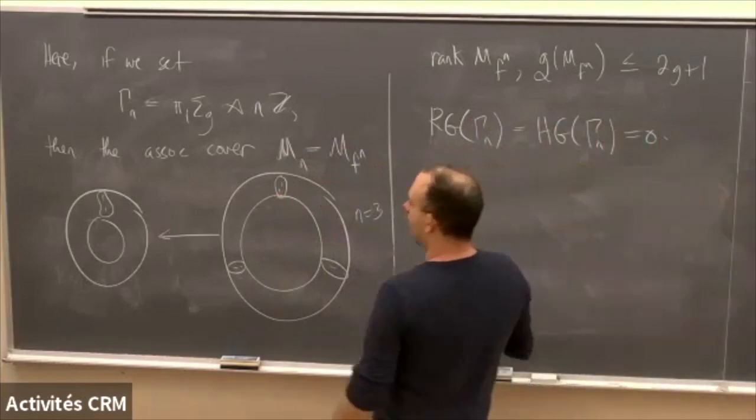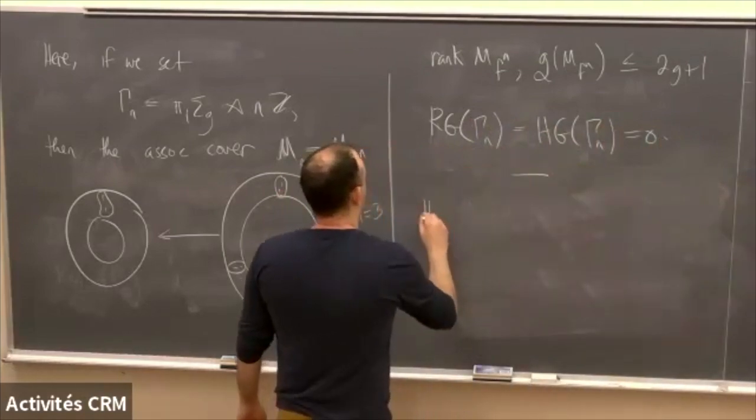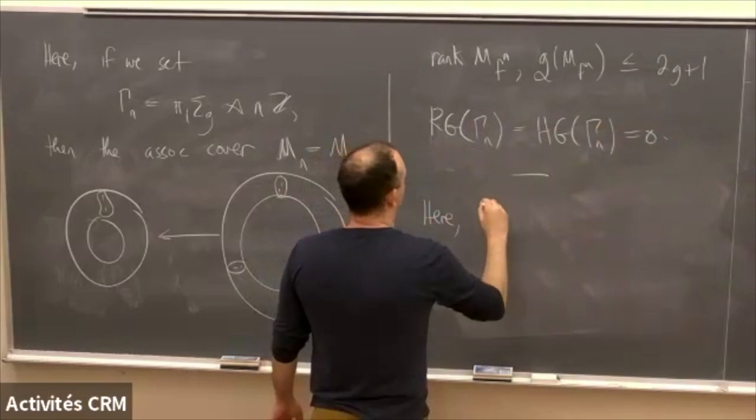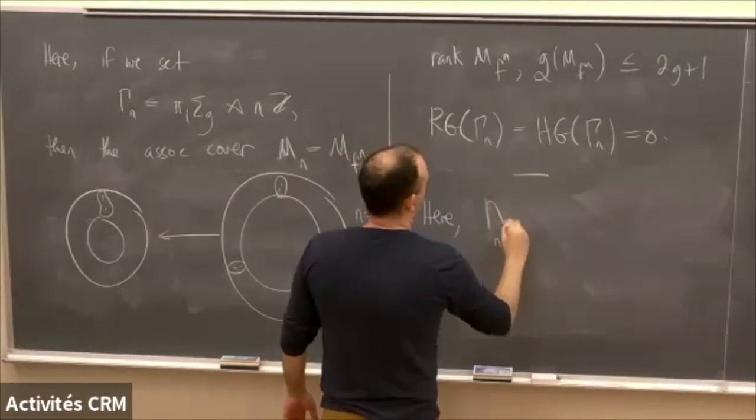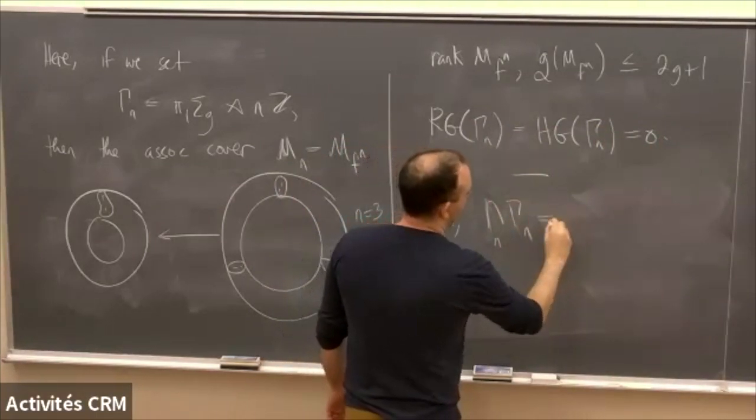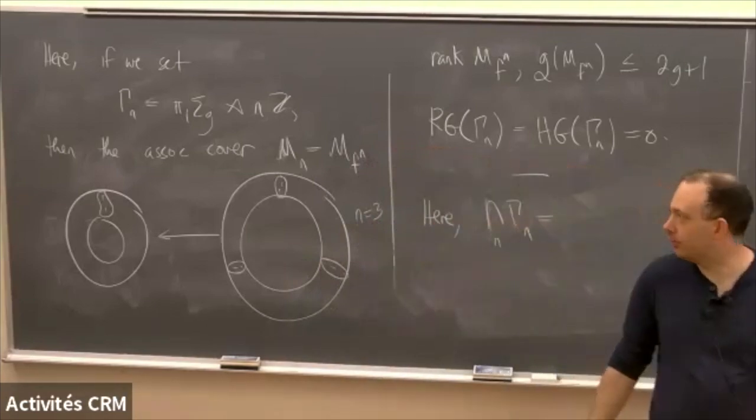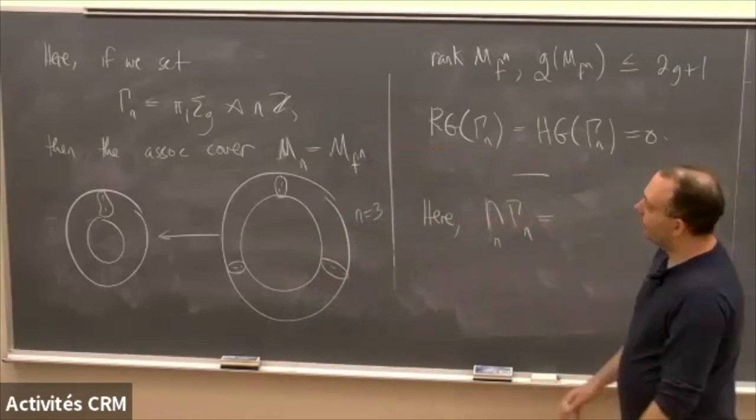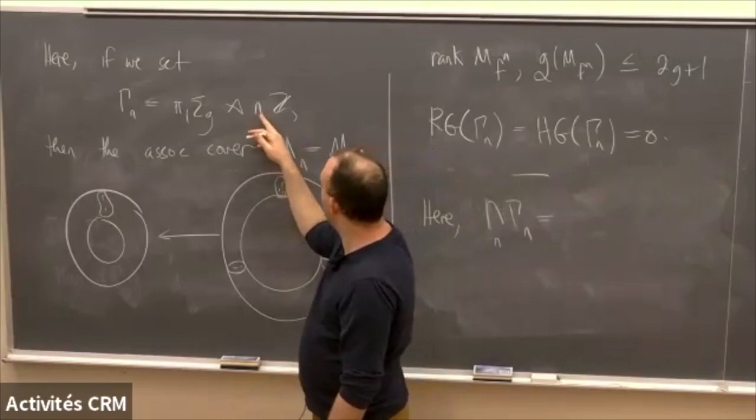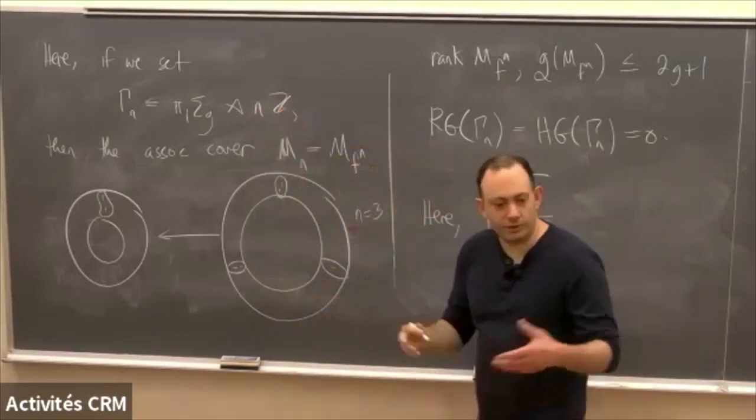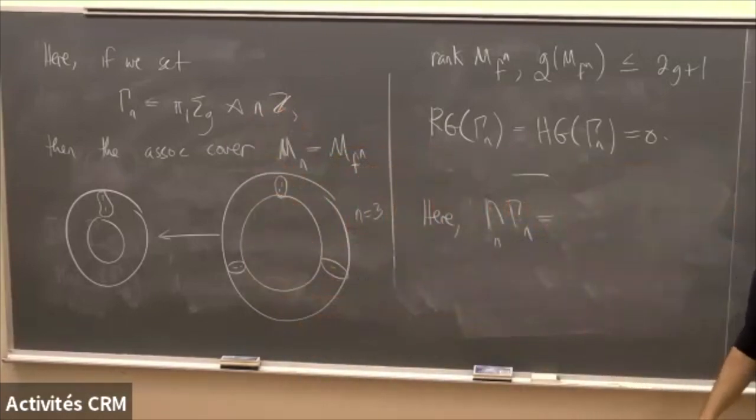And it's also worth noting here, what's the intersection of all the Gamma_n's? If I take all these Gamma_n's and I intersect them, then I get what? The only thing that's happening here is I'm taking nZ instead of Z, and so if I intersect them all, I get pi_1 of Sigma_g.